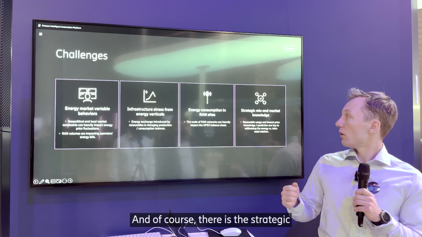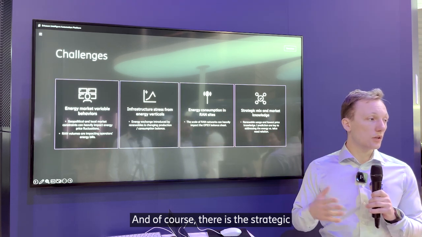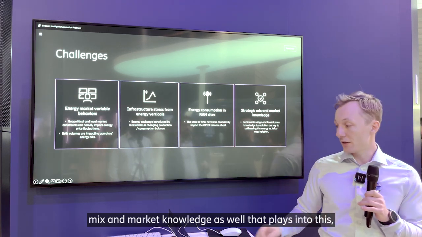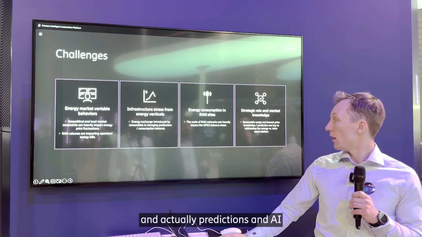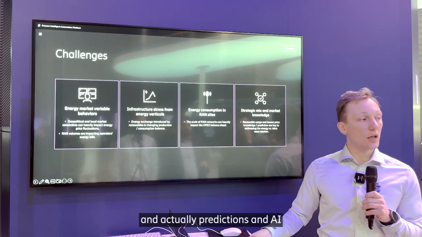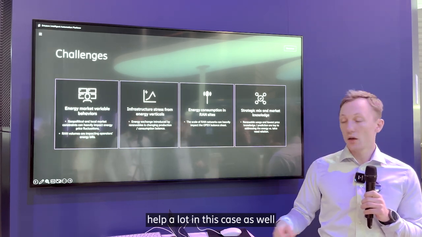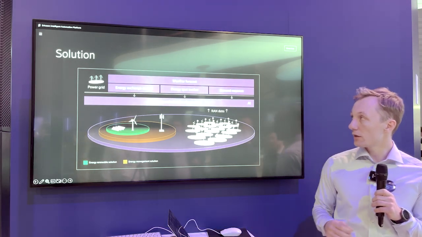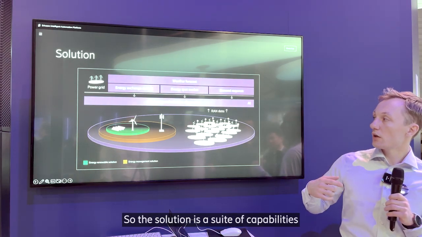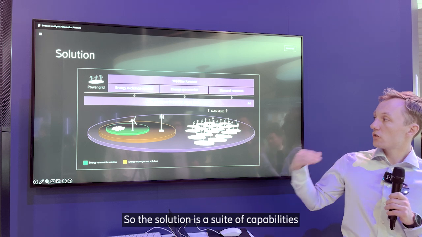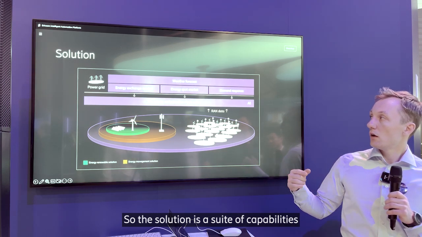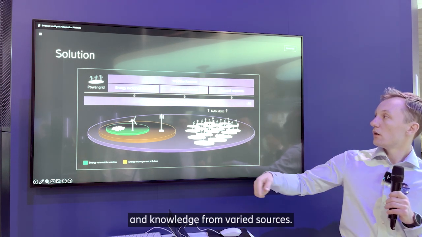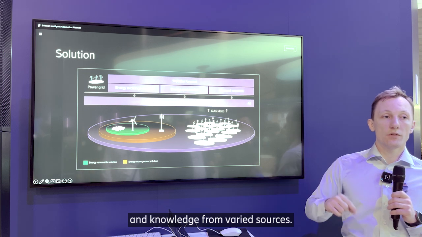And of course, there is the strategic mix and market knowledge as well that plays into this. Actually, predictions and AI help a lot in this case in order to alleviate that challenge. So the solution is a suite of capabilities and knowledge from varied sources.